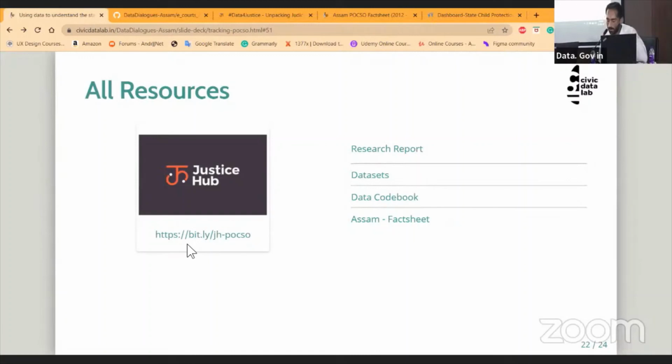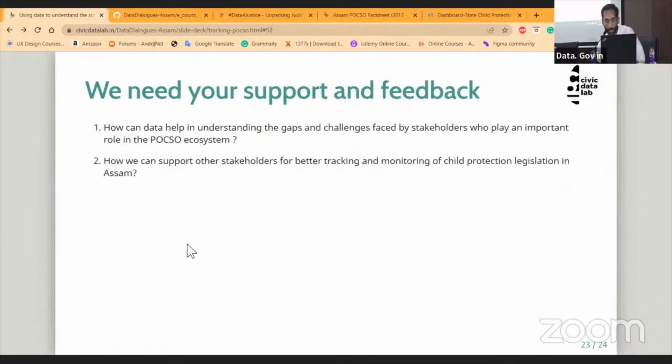In the law and justice space especially, there isn't a lot of public data available, but there are organizations collecting a lot of data on the ground, victimization surveys, RTIs, etc. So the intent behind creating the Justice Hub was for people to be able to share all this data in one place. All the resources for the project are uploaded there.